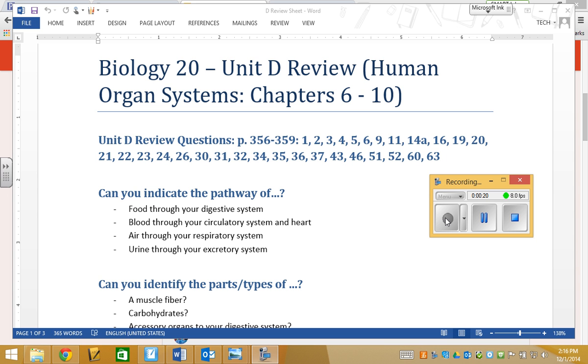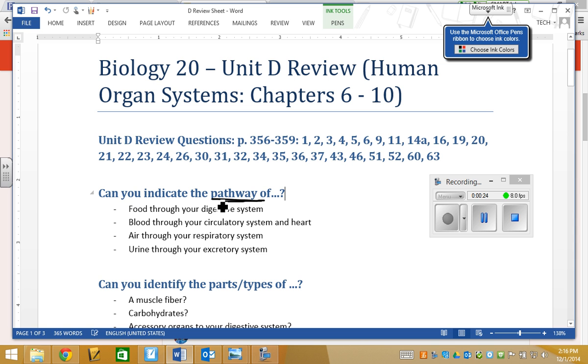So the first thing on this sheet is, can you indicate the pathway of? So I'm asking, do you know where molecules go through your body systems? Specifically, where does food go in your digestive system? Where does blood go through your circulatory system and heart? Where does air go in your respiratory system? And where does urine go in your excretory system?